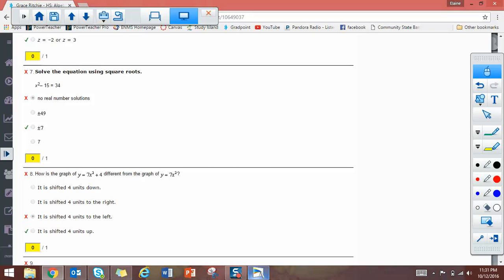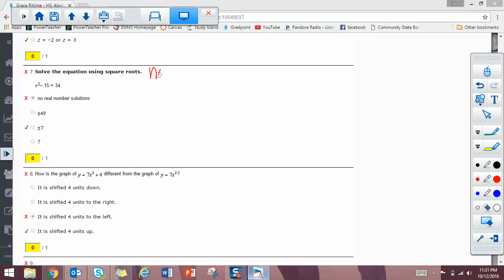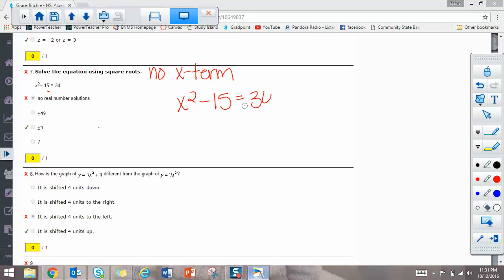Seven asks to solve using square roots. This is probably the simplest way to factor. So when you don't have the x term, so I'll write that here, you can solve by square roots when there's no x term, there will be an x squared term, but not an x term. So I'm going to rewrite the equation over here. First thing we need to do is get x squared by itself, so I'm going to add 15 to both sides. That gives me x squared equals 49.